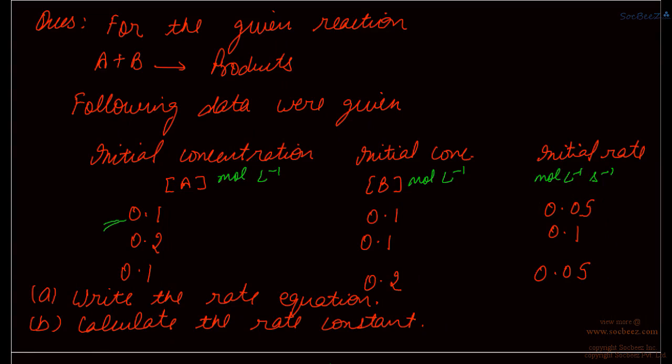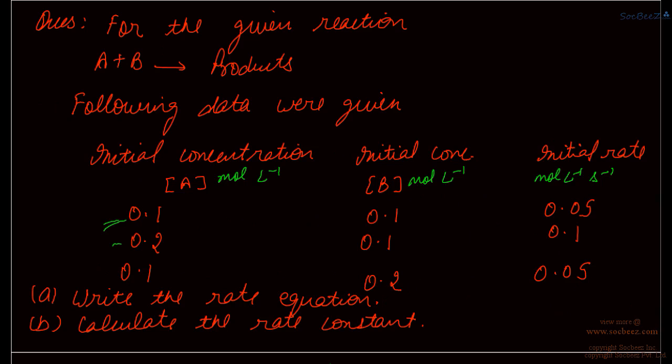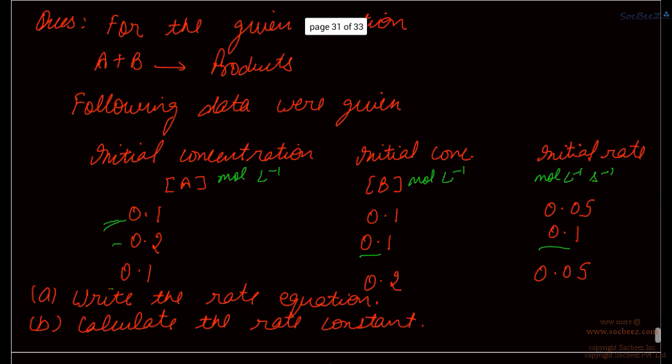Now, let's observe this part. 0.1 molar of A, 0.1 molar of B, and 0.05 mole per liter per second is the rate. So, substituting this first value, we get 0.05 equals K into 0.1 to the power X into 0.1 to the power Y. Okay, now observe this middle value, 0.2, 0.1 and 0.1. So, substituting this, 0.1 equals K into 0.2 to the power X into 0.1 to the power Y. Now if we divide these expressions, let this be second, let this be first. So dividing second by first, we get 2 equals 2 to the power x. So from here, we get the value of x as 1.